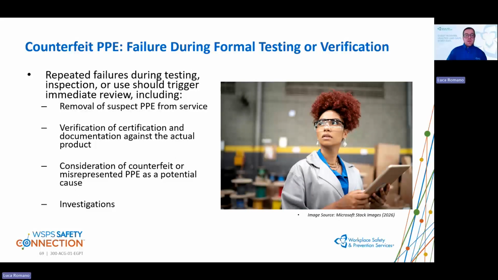So I kind of alluded to this, but again, formal testing or verification can also lead to failures. But when this does happen, we need to have some type of action put in place, right? So the first thing that can be done is removal of the suspect personal protective equipment from service. There should be some type of investigation that's done, and there should be verification of documentation and processes. At the end of the day, there needs to be a level of traceability to figure out the root causes of why this happened. There needs to be consideration as a potential confounding factor that maybe this is counterfeit or even a fake type of personal protective equipment.